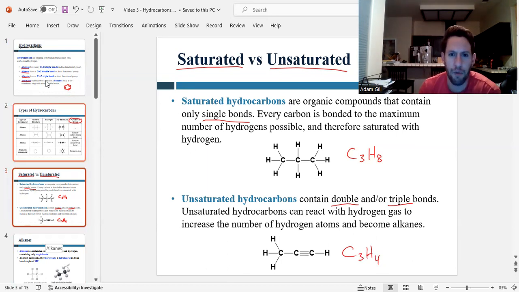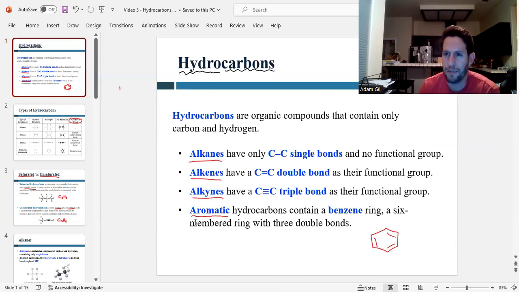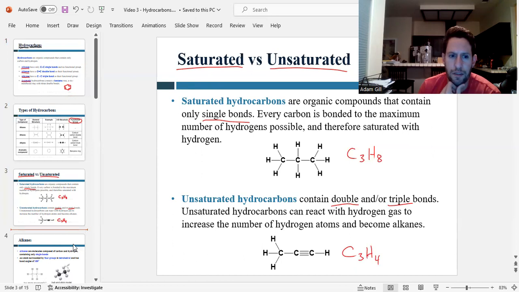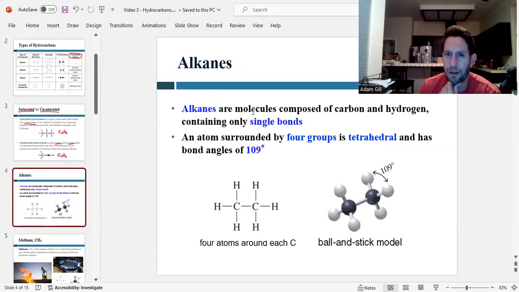So let's go back and we're going to look at each of these subcategories in a little more detail. So alkanes are molecules composed of carbon and hydrogen with only single bonds. Every atom is surrounded by four groups, so it's therefore tetrahedral, has a bond angle of 109 degrees. So here is a simple alkane drawn in expanded form. But if we were to look at it in a ball and stick model, you would see that it's three-dimensional. It's tetrahedral. The bond angles are 109 degrees.